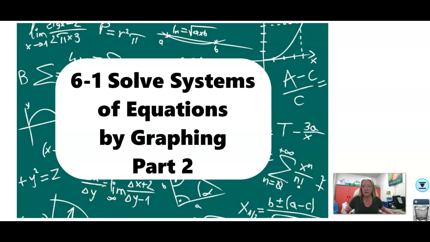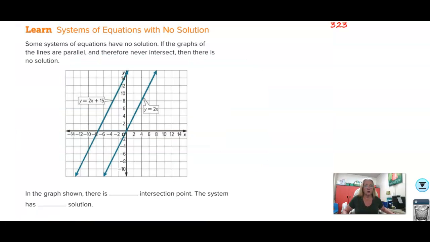In your original workbook, you're going to want to be on page 323. This is an example where you have two equations, a system of equations, and when you graph them, they're exactly parallel. How do you know if two lines are going to be parallel? If they have the same slope, they're parallel. See, this has a slope of 2. This has a slope of 2.